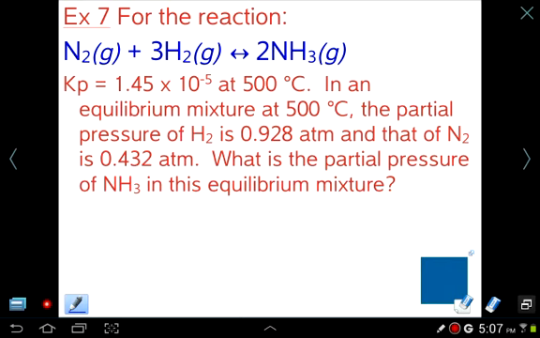Same equation. In another experiment, we find the equilibrium partial pressure. In this case we're using Kp. So the value of Kp is different than Kc. Notice it's quite a bit different for the same system under similar conditions, because Kc does not necessarily equal Kp. So we find the partial pressures of hydrogen and nitrogen, and we're asked for the partial pressure of ammonia. So let's go ahead and do this one.